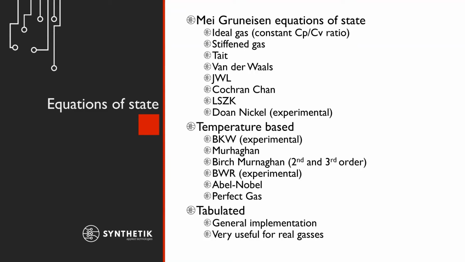But next we have the temperature-based ones, so the BKW, which is still very experimental. It's a temperature-based explosive equation of state. The Murnaghan equation of state, Birch-Murnaghan, BWR, experimental. I think it's cubic in temperature, cubic in density, I believe. Abel-Nobel equation of state, which is generally used for propellants.